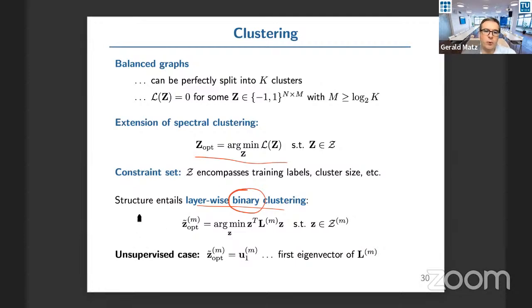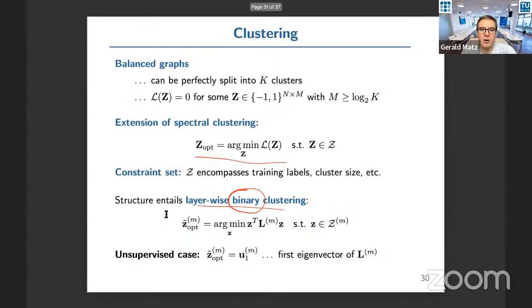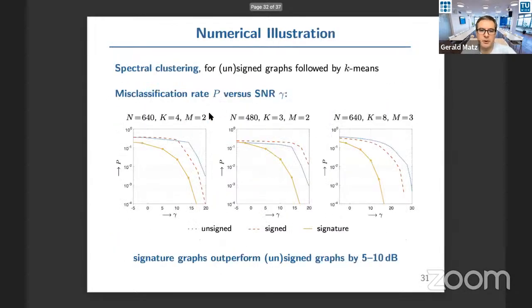Okay, so we looked at this for spectral clustering, in which case this boils down more or less just to identifying the first eigenvector in an unsupervised manner. If you do that, you'll find that for the same model that I was showing before, the misclassification rates are much better with signature graphs than with the other 2 types of constructions. So here, this is misclassification rate versus SNR. So SNR is basically a metric of how scattered the points are around these L6 spheres, right? So smaller SNR means that the spread is larger, so the spheres will start to overlap stronger.